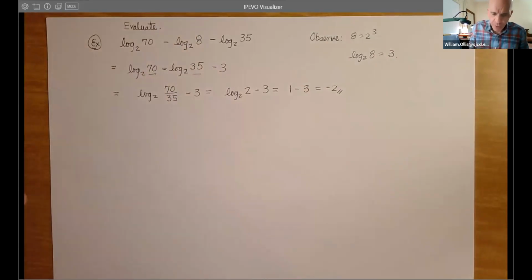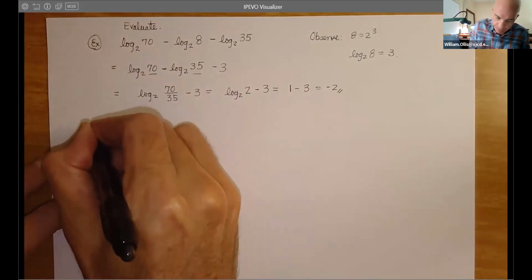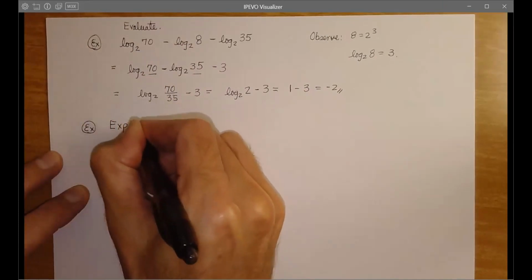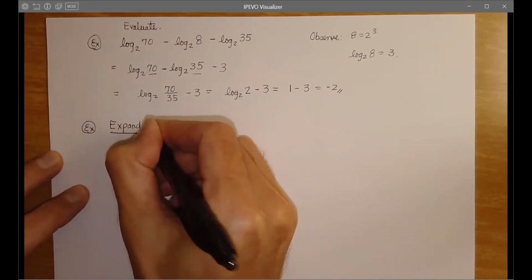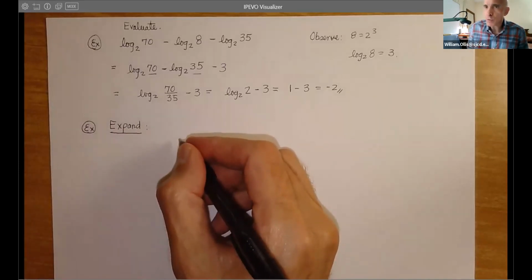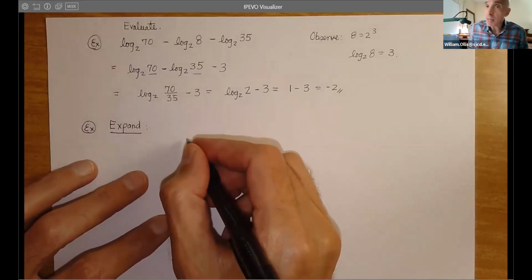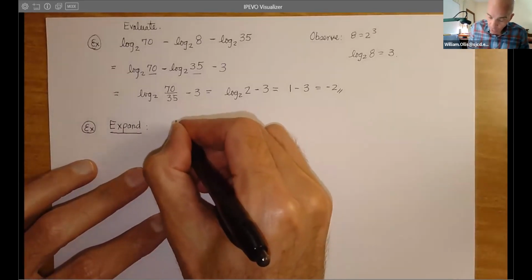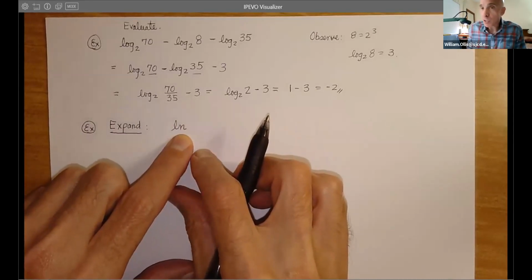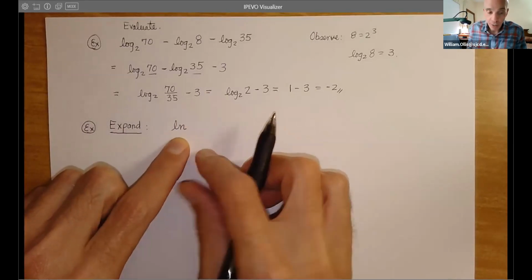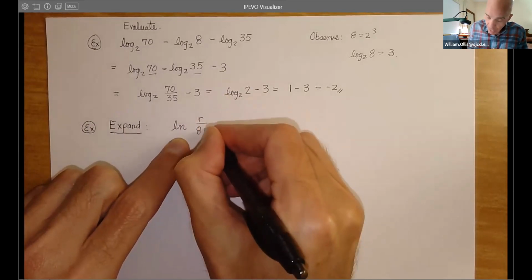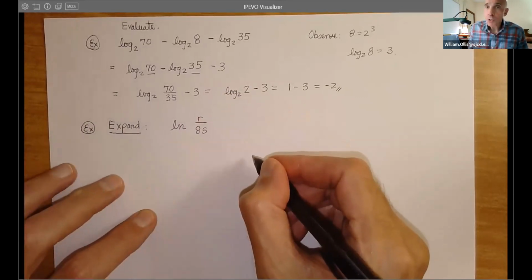Now, one other example here might look like the following. That is, we want to expand. Now, you might think this is just silly stuff. That is, why do we just want to use these rules to expand? Well, later on in calculus, you'll see a very great use for this. Right now, just look at it as an academic exercise. So we have the natural log. Remember, the notation for the natural log is the ln. You think maybe we should write it NL, but ln has stuck. And we have a quotient R divided by 8 times S. And we want to expand this.